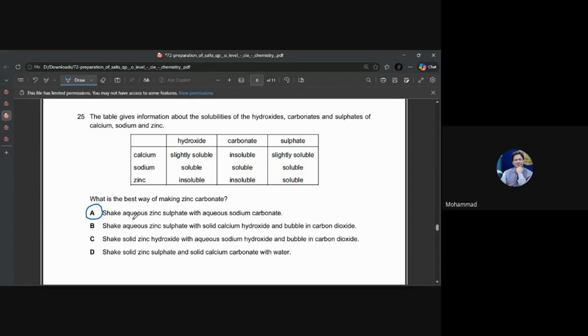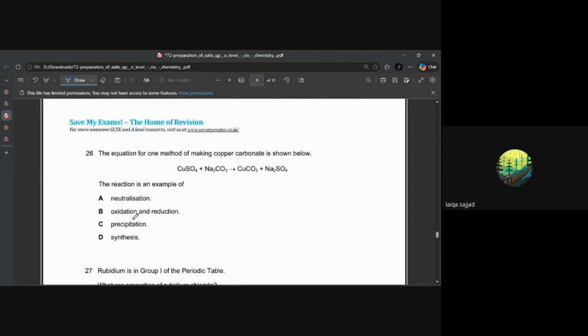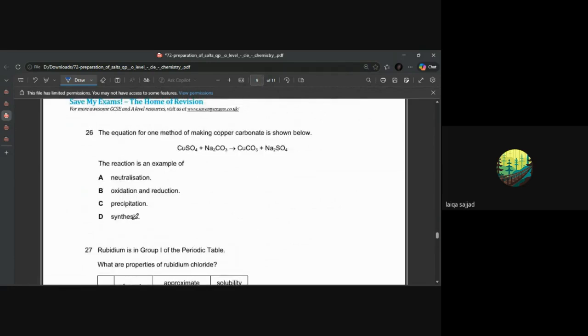B is incorrect because we are starting with a solid calcium hydroxide. Very good. And C is incorrect because we are starting with solid zinc hydroxide and sodium hydroxide. And why D? D is incorrect because calcium carbonate is insoluble. Very good, excellent.